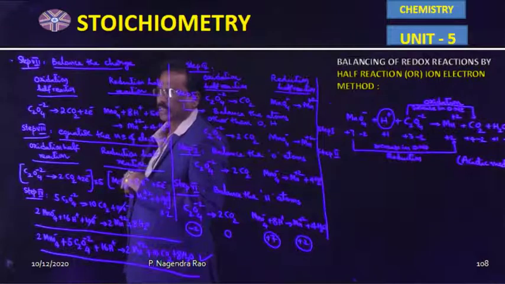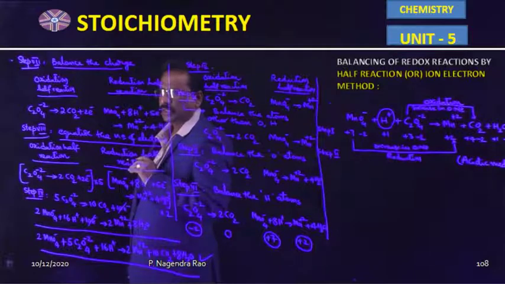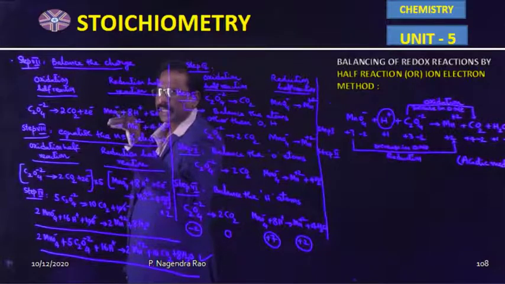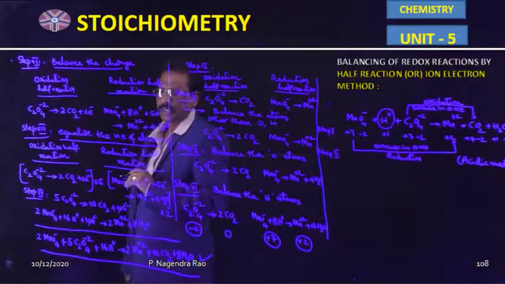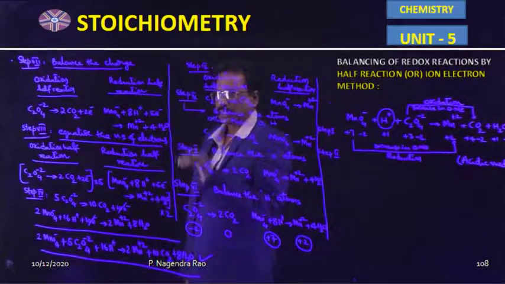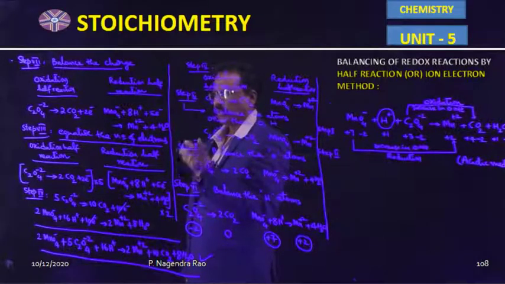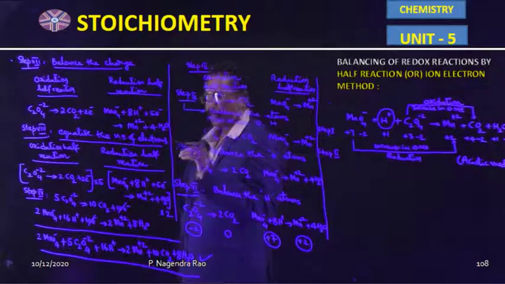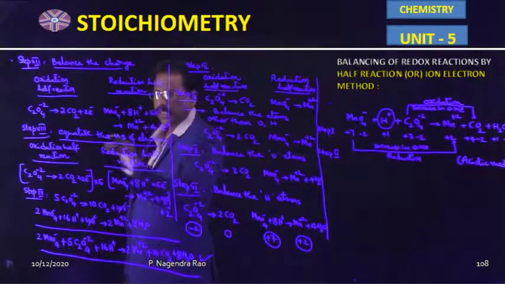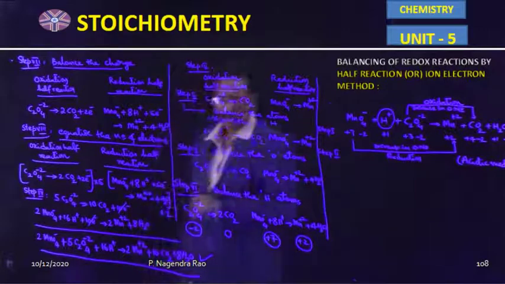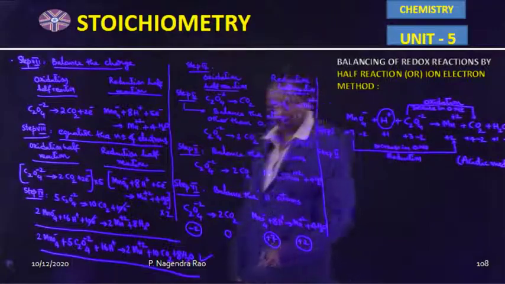After balancing all the atoms in each half reaction, balance the charge by adding the required number of electrons. If you want to balance the charge in oxidation half reaction, add the required number of electrons in the product side. Similarly, add the required number of electrons in the reactant side for reduction, and the next step is to equalize the number of electrons, multiply with suitable number. By adding these two half reactions, the final balanced redox reaction will be obtained.